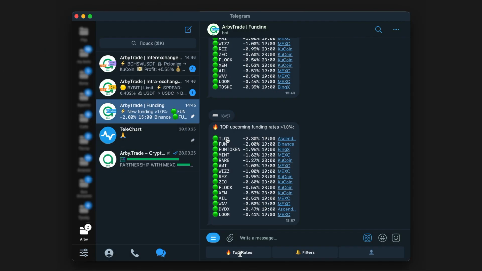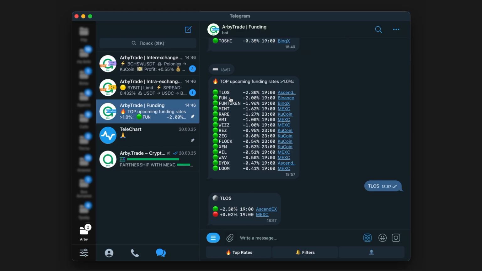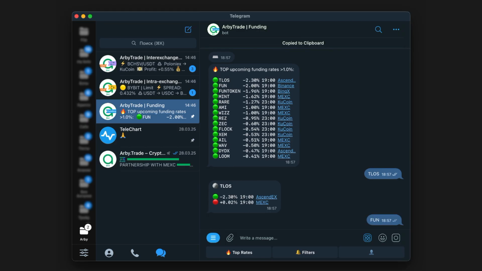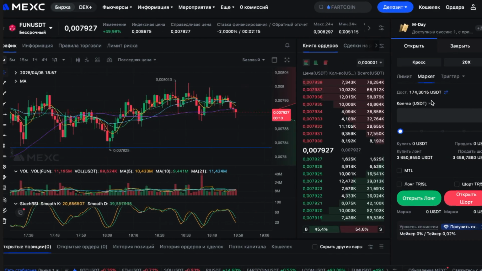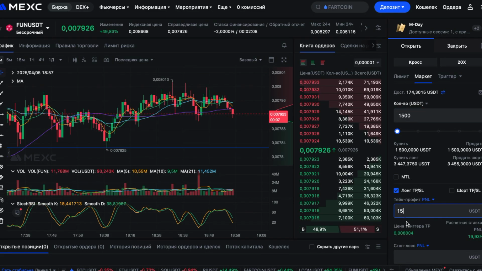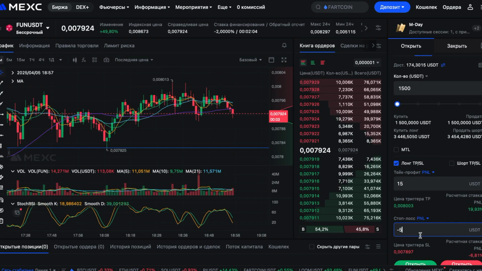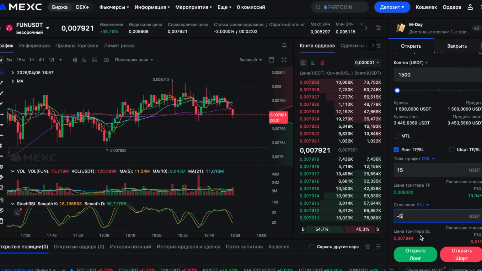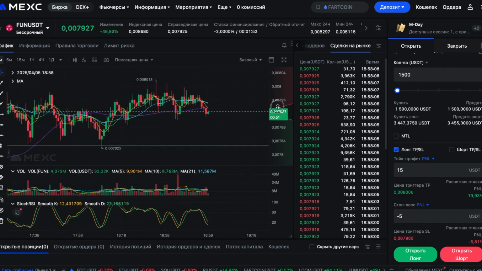Moving on. The coin TLOS. On MEXC, the rate is close to 0. Not interesting. But on FUN, the rate is 2% again. Great. Same as before. Knowing about slippage, we'll set the take profit and stop loss in absolute USDT values instead of percentages. A take profit of $15 will match the result we got last time. And if it's reached before the funding time, we won't be too upset. The stop loss will be the same.